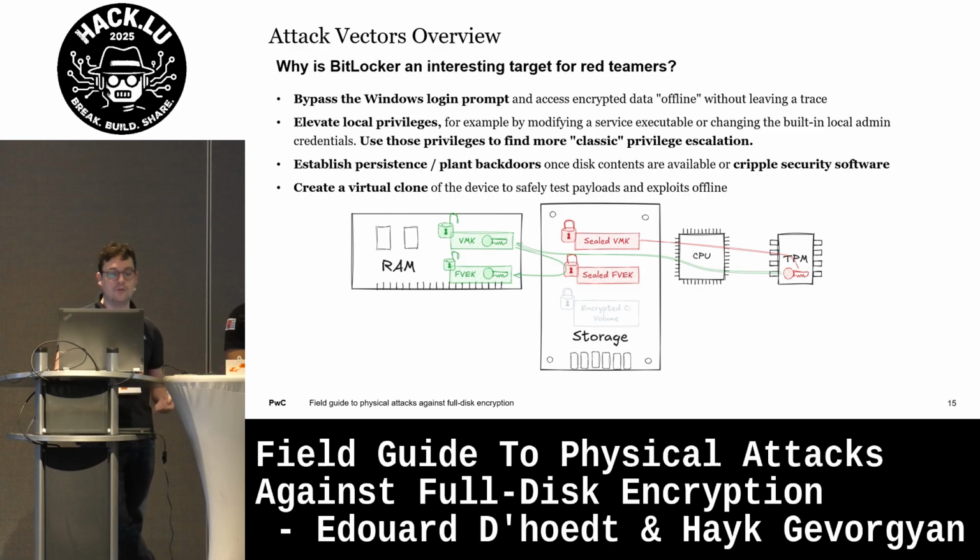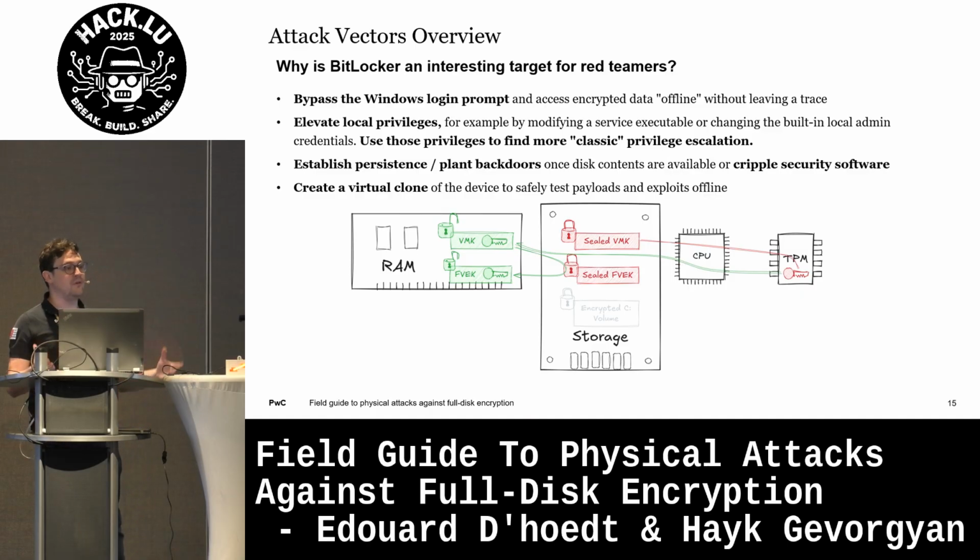You could use those privileges, in a red team assessment, to find more classic vulnerabilities or privilege escalation vectors. You could then, for example, establish persistence, plant backdoors, or cripple security software. Or you could create, and that's one of our favorites, a virtual clone of the target laptop to test your payloads in a secure environment without risking triggering the EDR of your client.